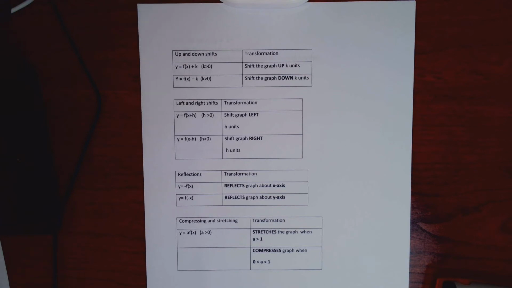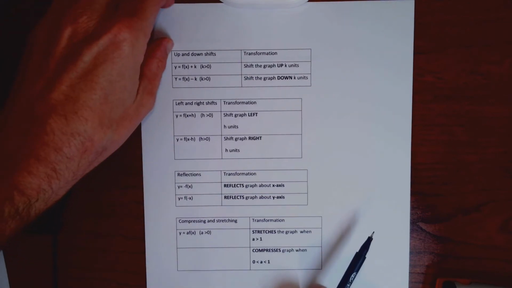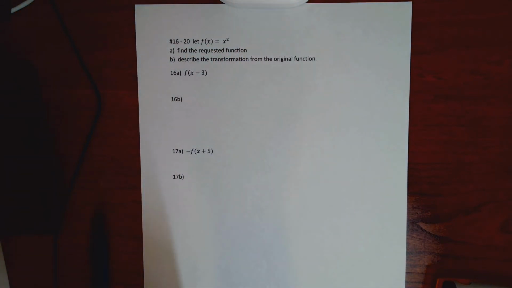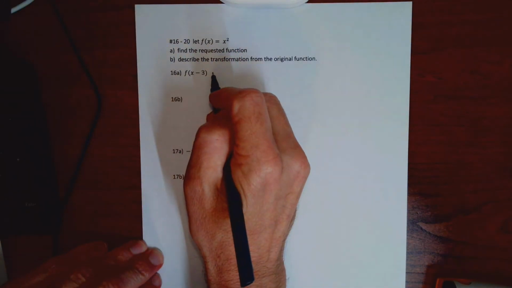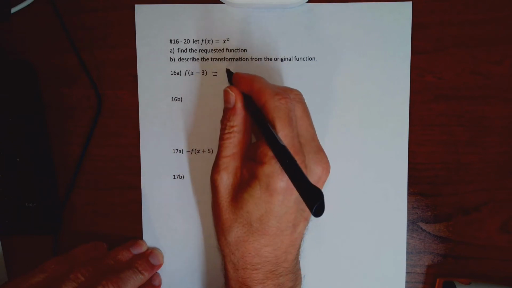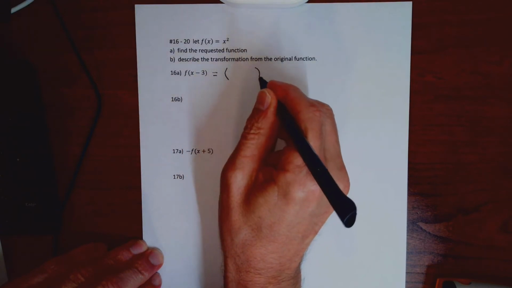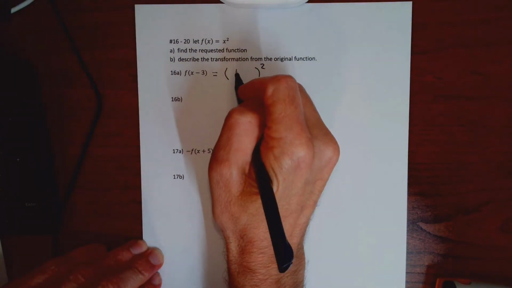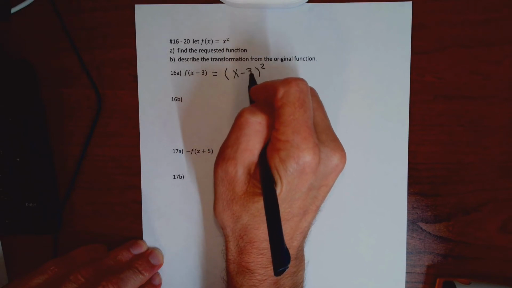So for each problem, 16, 17, 18, 19, and 20, I'm going to find the function first and then describe the transformation. Each of the functions is just based on the x squared function. 16a wants me to find f of x minus 3. Because the minus 3 is in a parentheses, I need to create a parentheses that has an exponent of 2 outside of it and put the x minus 3 in a parentheses.